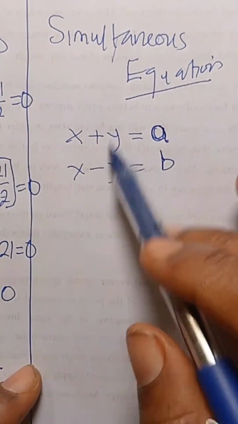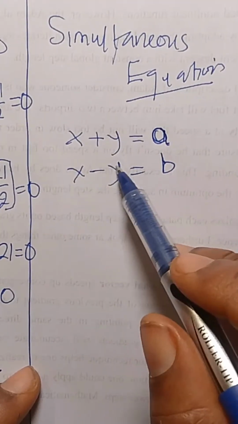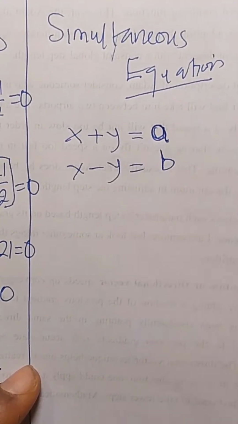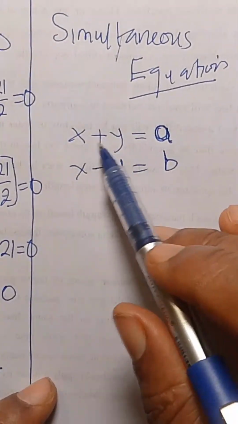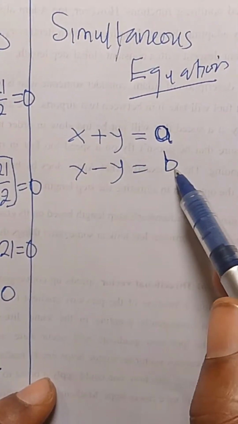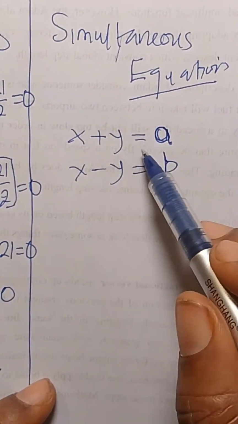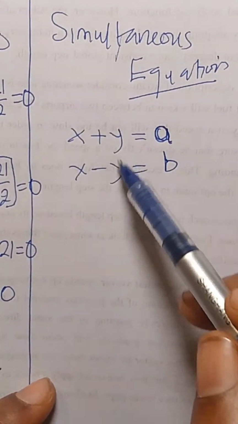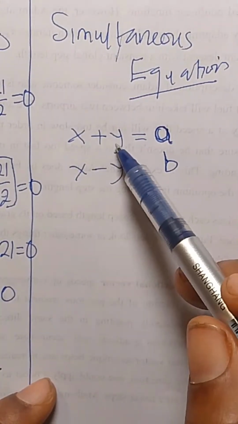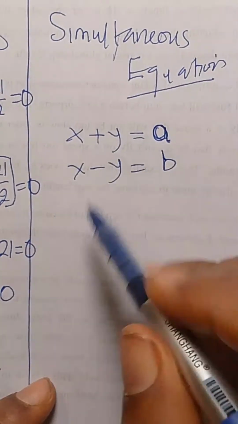You have equations of this form. It could be plus here. I'm just giving you what the equation will look like. You have x plus y equals a, x minus y equals b. This is a simultaneous equation. You are having two separate equations, and we are going to solve them together, finding the two unknown variables x and y.